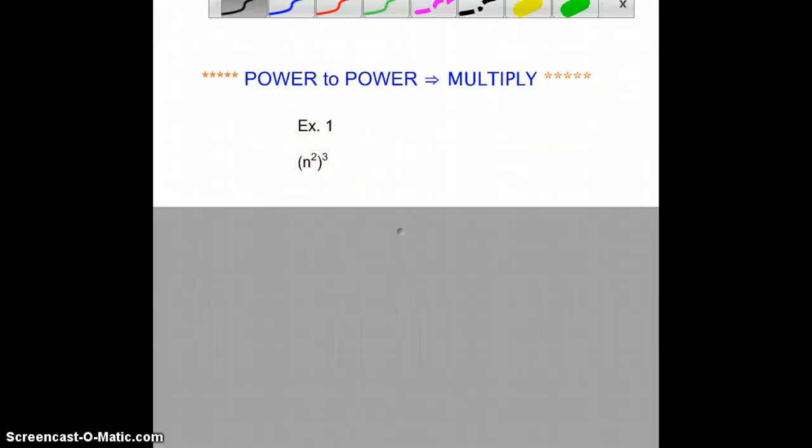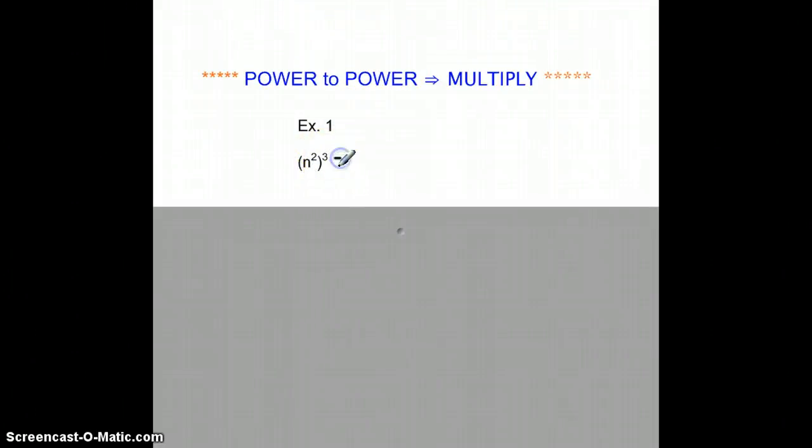And so look at example 1 here. We have n squared. This is raised to the third power. So, power to a power, we just multiply. So we know 2 times 3 is 6. So really this is going to be n to the 6th. And don't forget, when in doubt, expand it out.